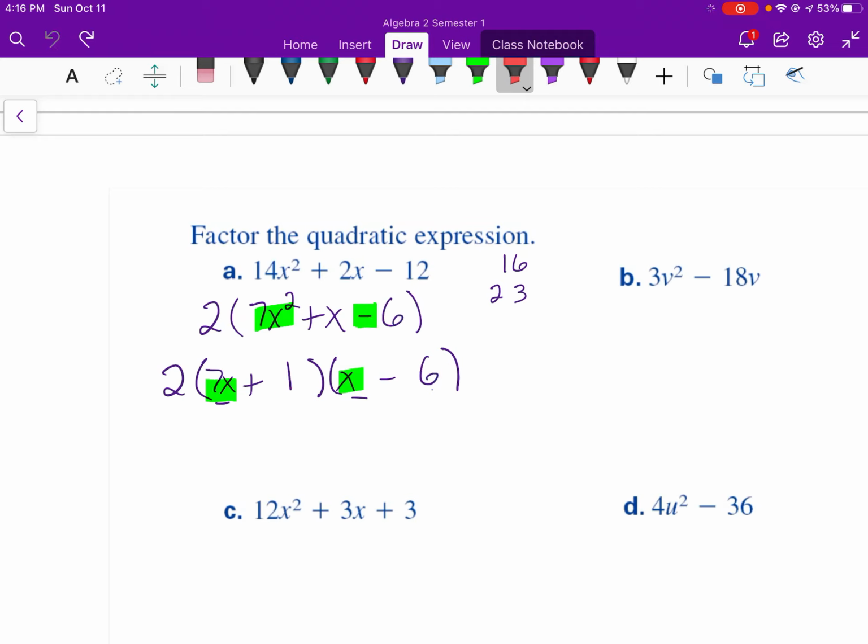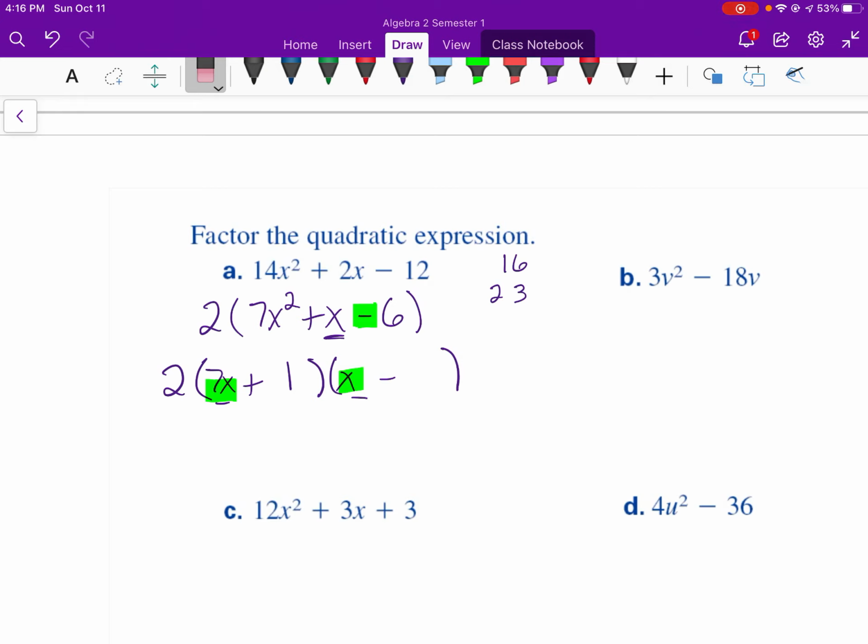The way we're going to check for that is, we've basically done the F and the L of FOIL. So we need to do the O and the I, the outside and the inside. The outside and the inside: 7x times 6 is going to give us 42x, negative 42x, and x. When you combine these two things, that should combine to get the middle term. So in this case, it is not working.